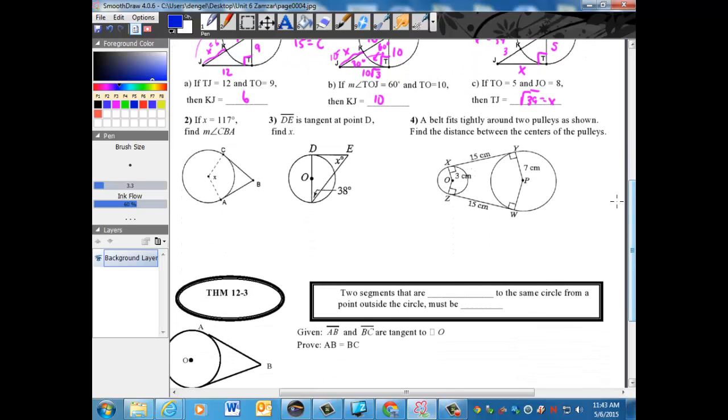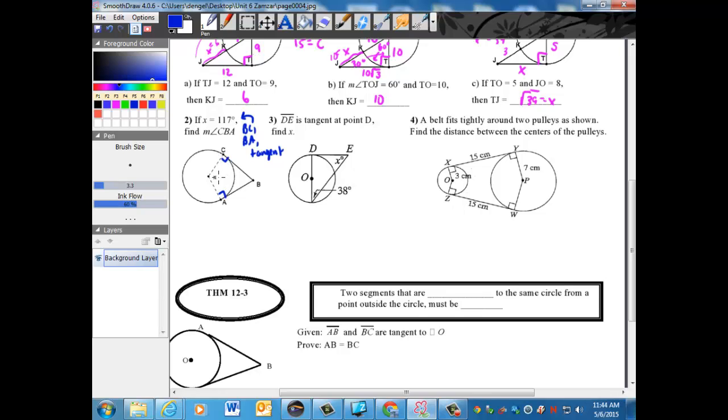Alright, next problem. If x is 117 degrees, find measured angle CBA. So again, on problem 2, we should have been told that BC and BA are tangent. We would need to be told that these lines are tangent. For some reason, it wasn't told to you in your notes, but it should have been. So since they're tangent, the first thing we should do is put 90 degree angles here and here.